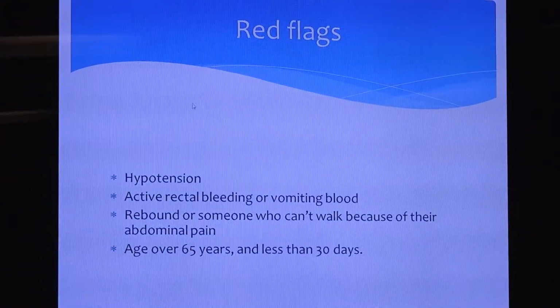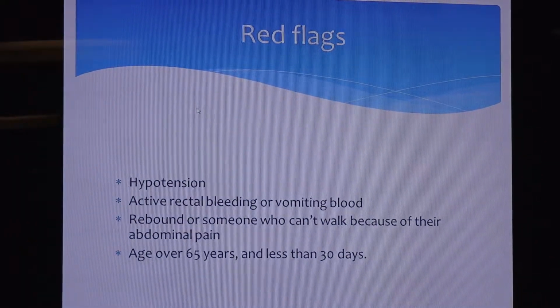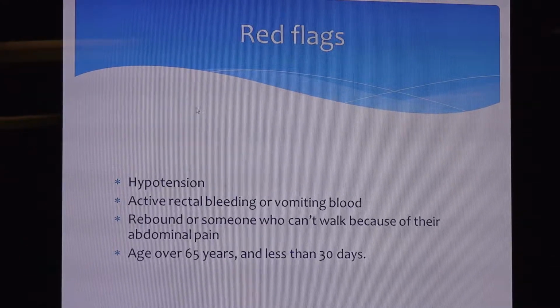And we get to the red flag page, which is the key thing. Any of these things will be on your list. This goes to the ED. Hypotension, GI bleeding, rebound, or someone who can't walk because of their abdominal pain. And the original slide said age over 65.